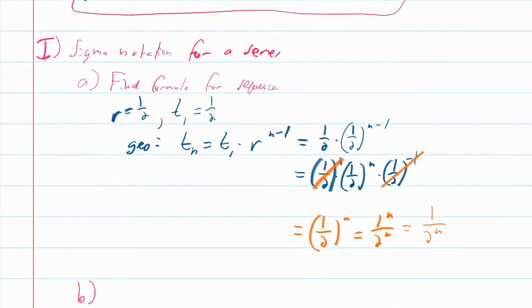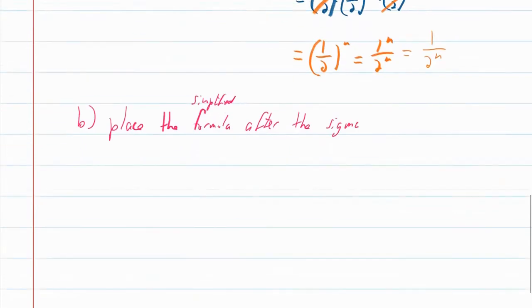The second step is to place the formula, and I should say place the simplified formula after the sigma. Well, what the heck is a sigma? A sigma is a capital Greek letter that looks sort of like a broken E. You may have seen this before, broken hourglass, but it looks like this. And you're going to have to get some practice drawing this. So I'm going to place the formula after that.